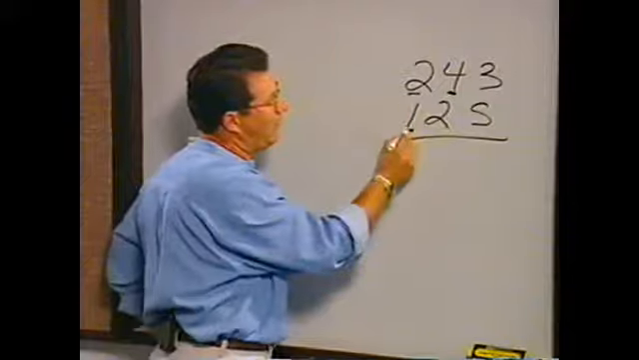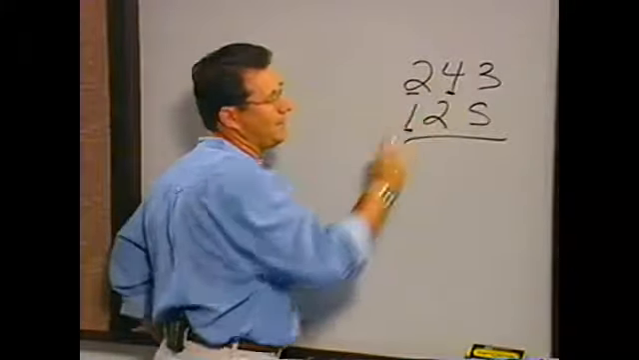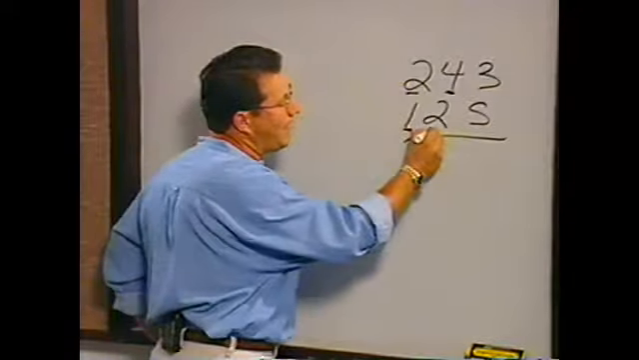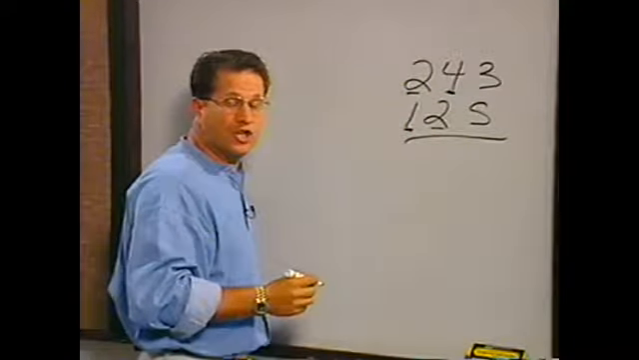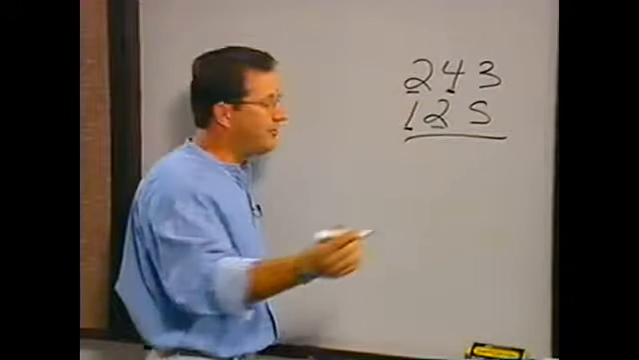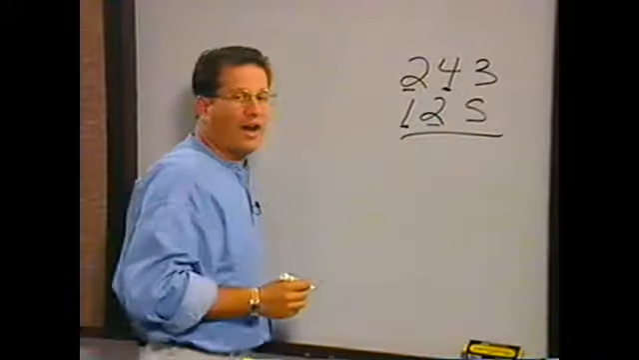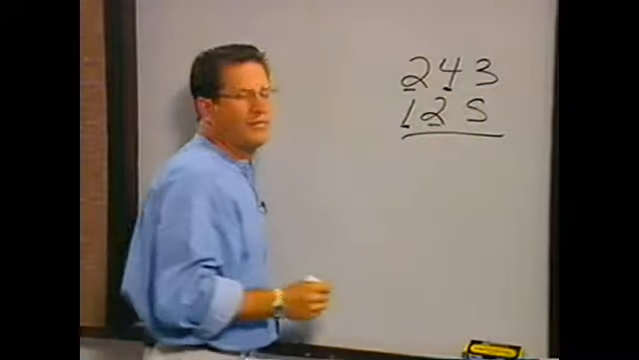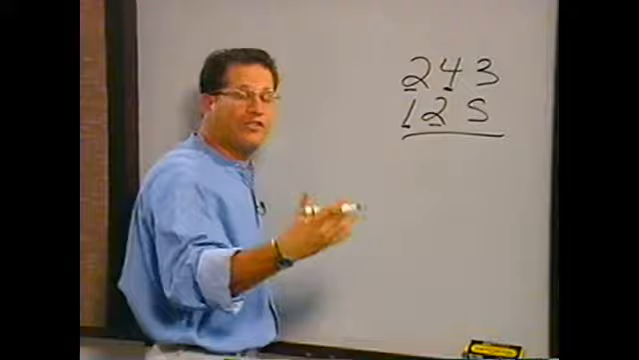So what's 300 plus 40? The answer is 340. And then we add 20 more. And you should get 340 plus 20 is 360. And then we just go to the next column. What's 360 plus 3? The answer is 363.